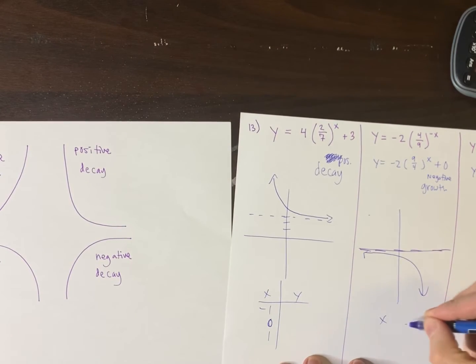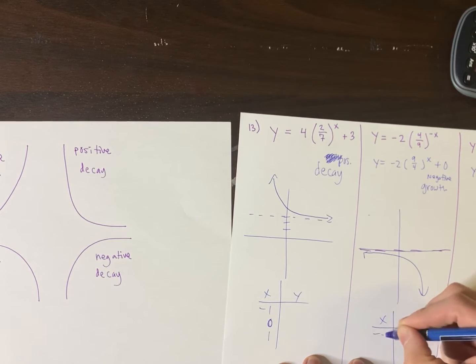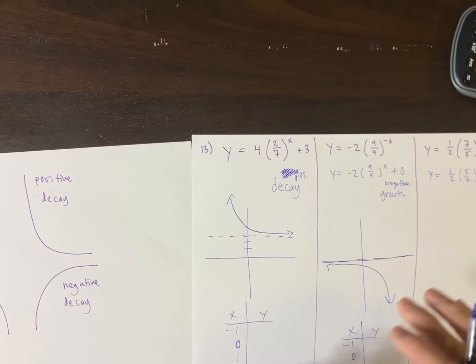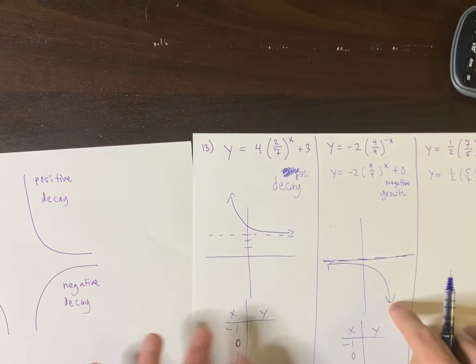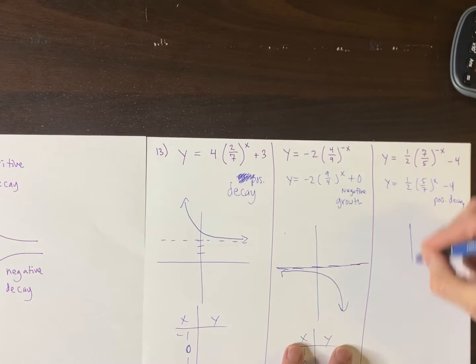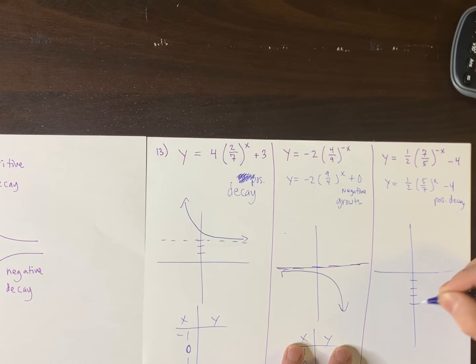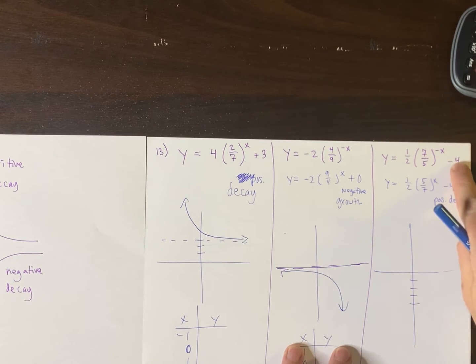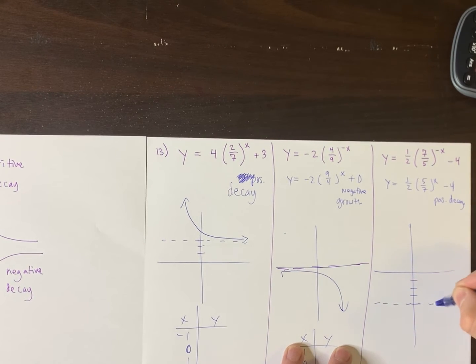But again, you could always make a table of values, pick some test points, plug them in to be confident with your graph. How about this one here? The constant in the back is -4. 1, 2, 3, 4. It's always somewhere on the y-axis, this constant. So dotted line at -4.